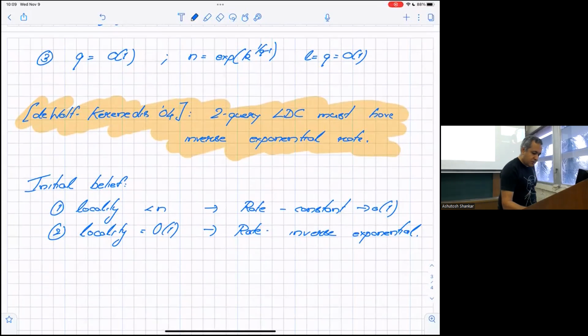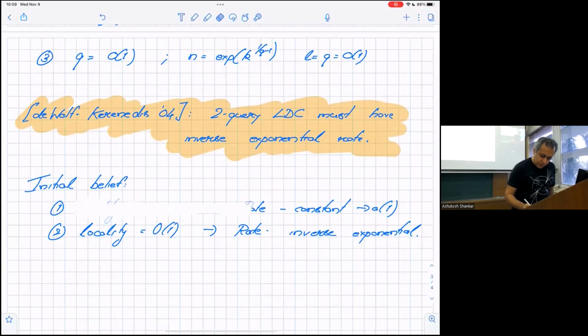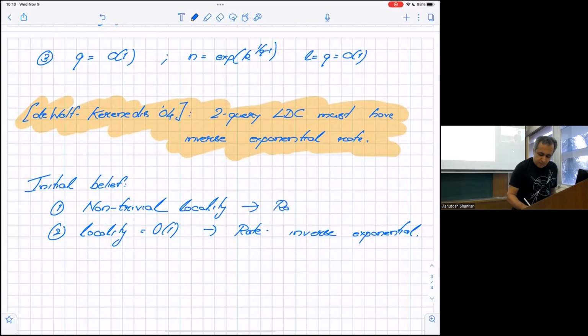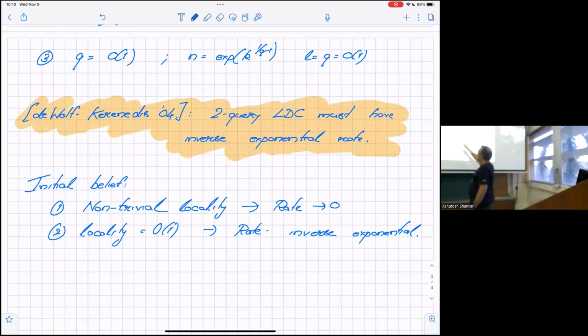So let me write that down. All I want to say is the following. Non-trivial locality implies the rate is going to 0. And furthermore, if you want the locality to go all the way down to order 1, the rate is inverse exponential. It goes as bad as possible. And both of these beliefs seem to be unjustified.